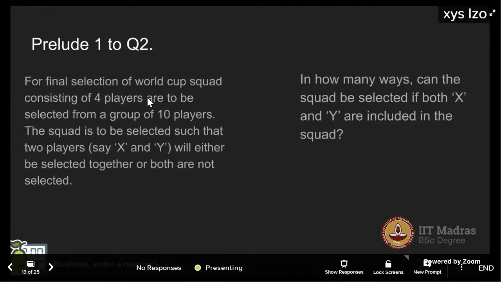So you have to select 4 players from a group of 10 players. And there is one condition that X and Y, two players, will either be selected together or both will not be selected. So the condition is something like that. So you have to find the first case. If both X and Y are included in the squad, then in how many ways can you select the World Cup squad?